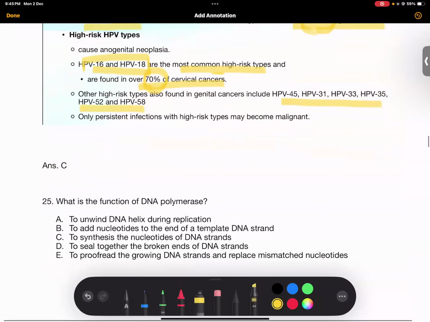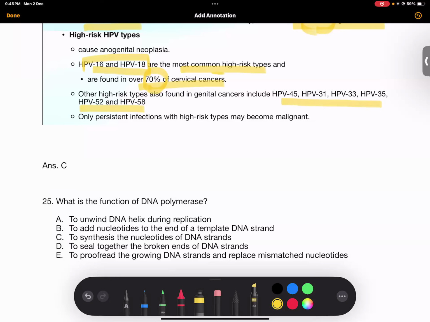Okay, so what is the function of DNA polymerase? To unwind the DNA helix during replication, to add nucleotides to the end of template DNA, to synthesize the nucleotides of DNA strands, to seal together the broken ends, or to proofread the growing DNA strand.